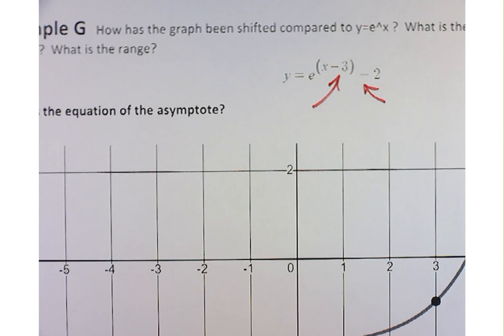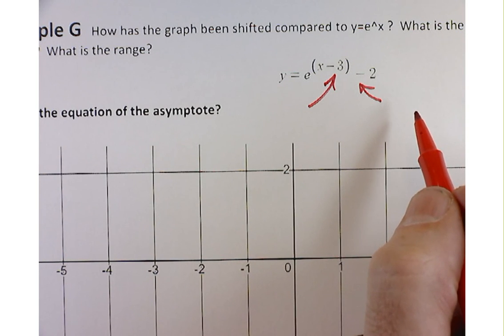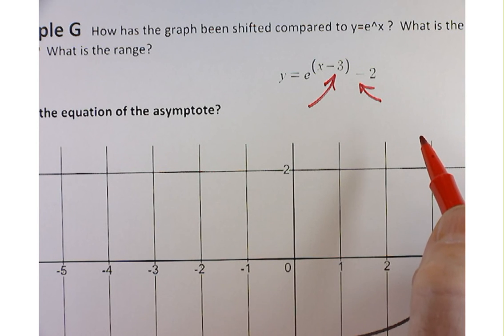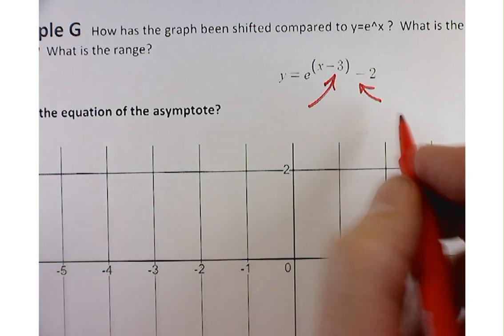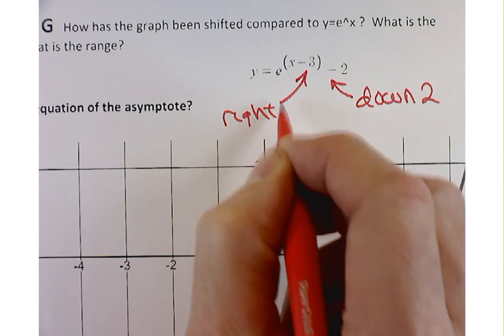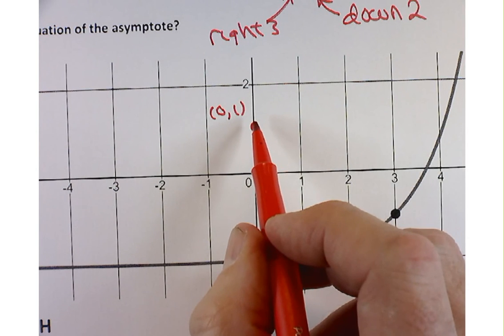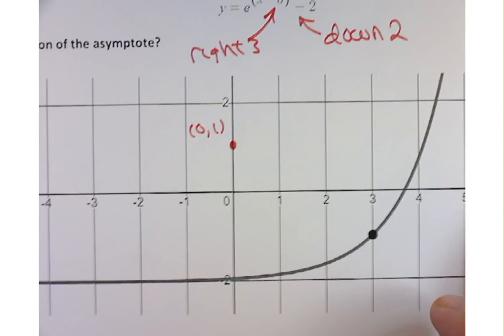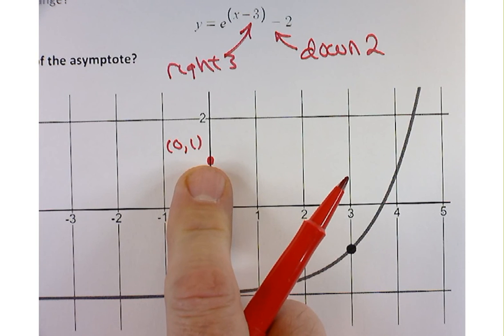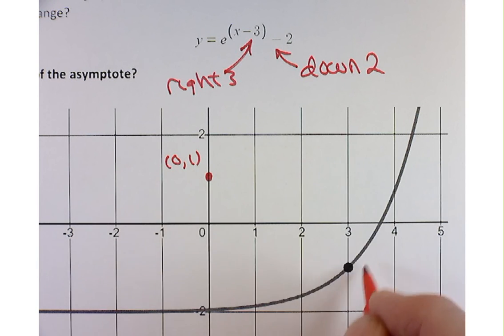I've got two shifts in this graph. Rebecca, what's the minus 2 going to do to my graph? How's it going to shift? Up, down, left, or right? Down. Down 2. Nice. And then the minus 3 in the exponent, to the right by 3. Now my initial graph of y equals e to the x passes through the point 0, 1. If I shift that point to the right 3 and down 2, what are going to be the coordinates of that point on my new graph? 3, comma, negative 1. To the right by 3, down by 2, 3, comma, negative 1.